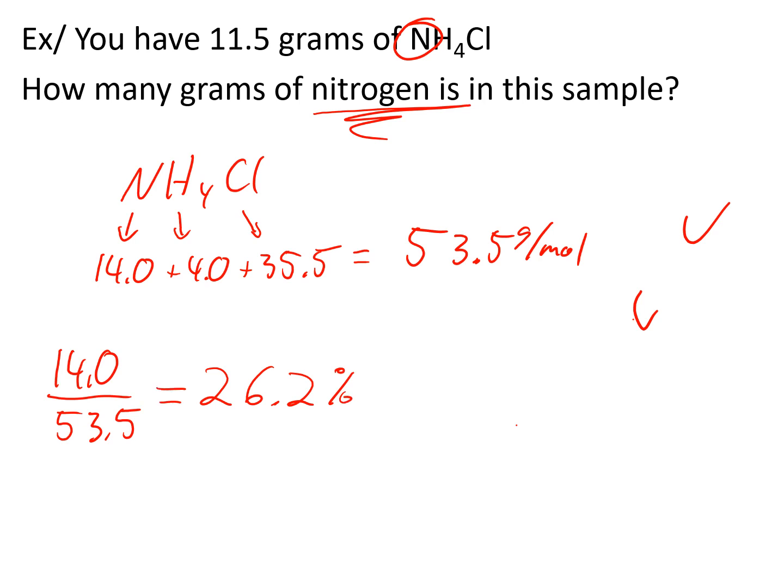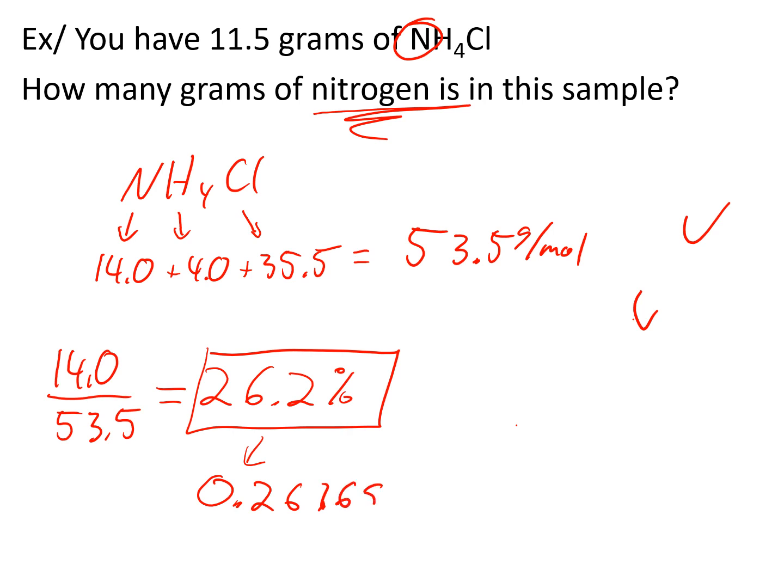Okay, now here's my percent composition of nitrogen. I'm actually going to put that back into decimal form and say 0.26, and on my calculator I actually have 0.26168. Okay, so this is my percent composition of nitrogen.